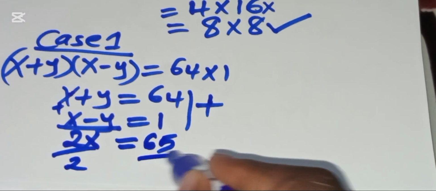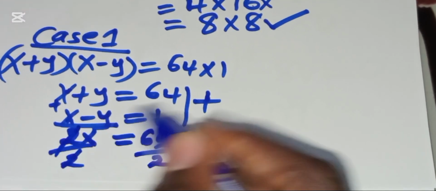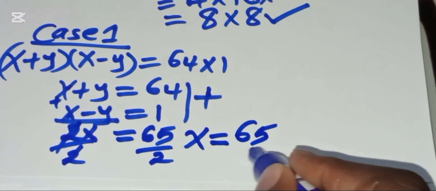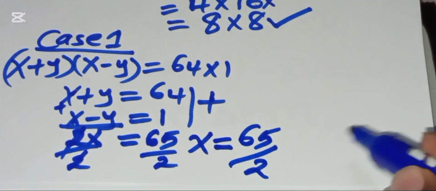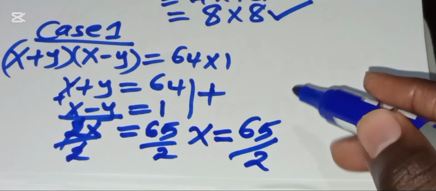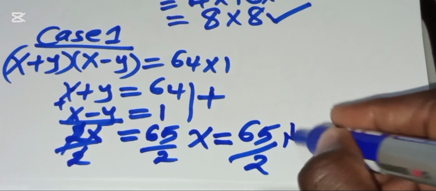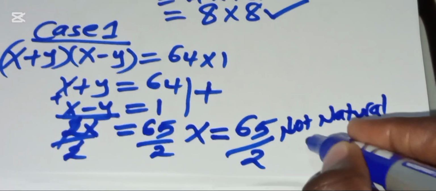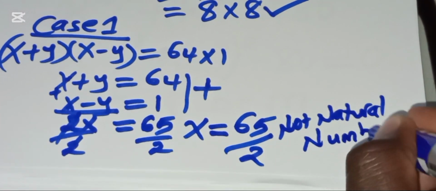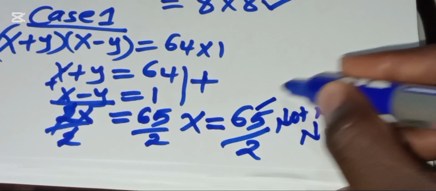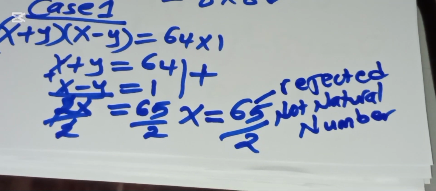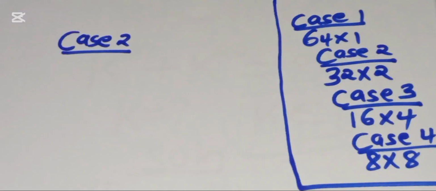So divide by 2, and this gives us the value of x, which is equal to 65 divided by 2. This is a fraction, which is not a natural number. So this solution is rejected. Let's move to case 2.